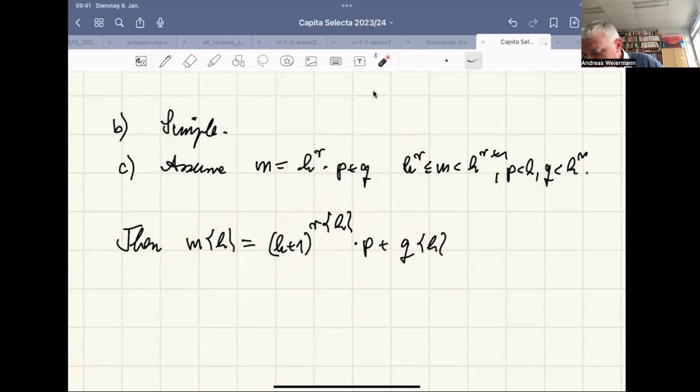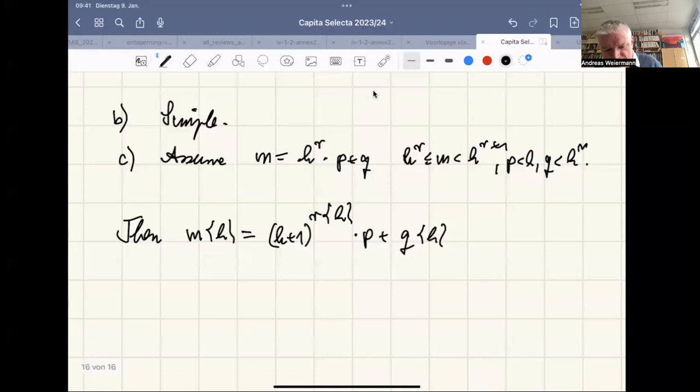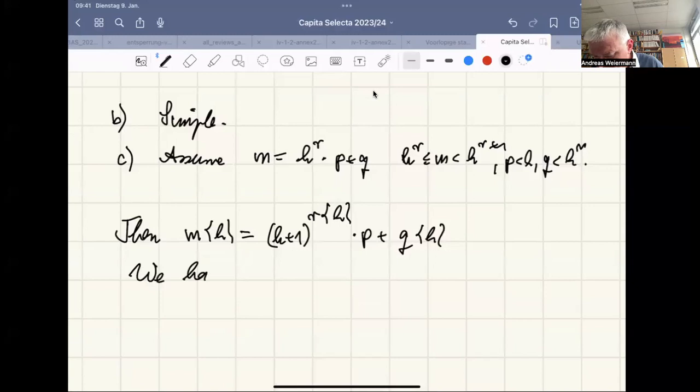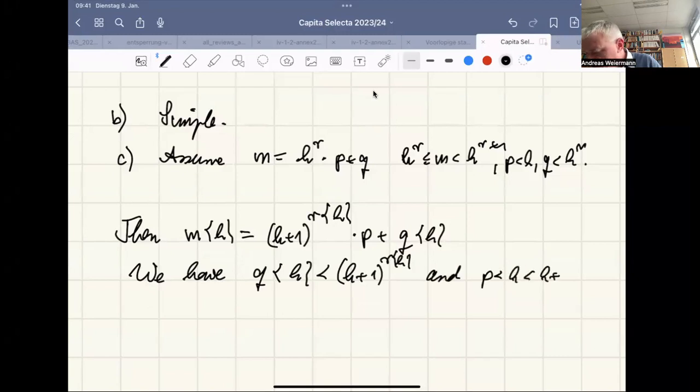It's also not too difficult. And p has to be smaller than k+1, but this is clear because p is already smaller than k. So let us take this. We have q_k is smaller than (k+1)^(r_k). This follows from assertion A. Moreover, we have p is smaller than k, hence smaller than k+1.